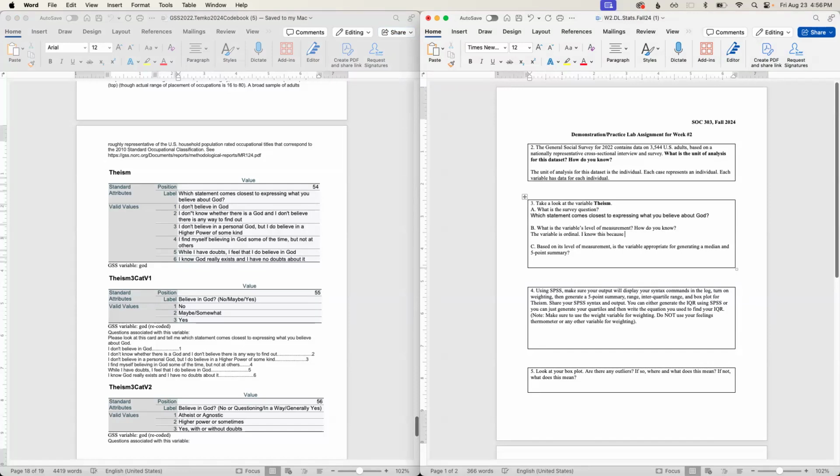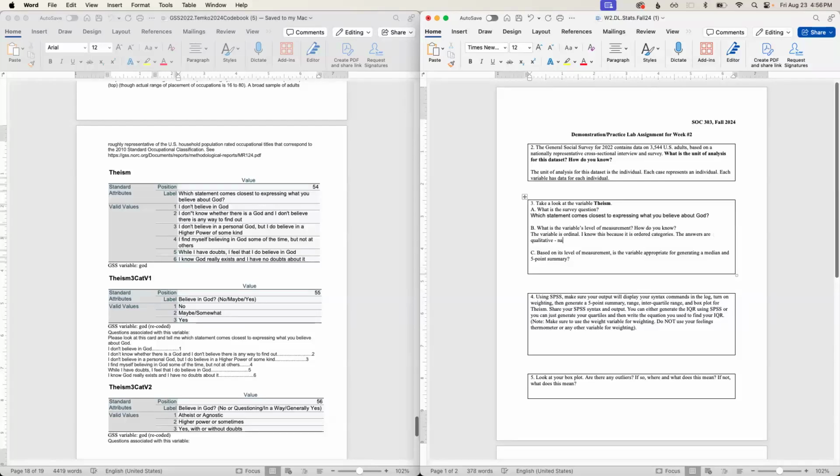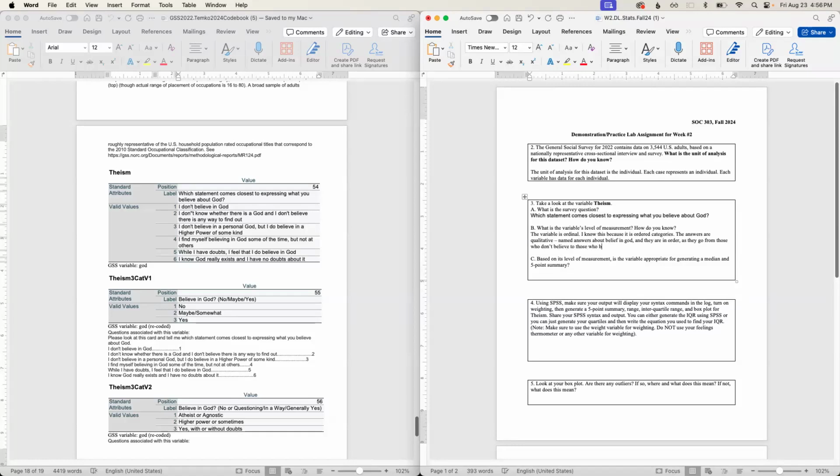I know this because it is ordered categories. The answers are qualitative, right? They're like named answers about belief in God. And they are in order as they go from those who don't believe to those who believe, to those who fully believe. Okay, so we can see how as the coding goes up from 1 through 6, belief in God is increasing.